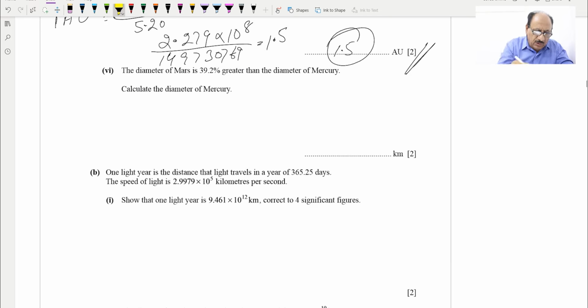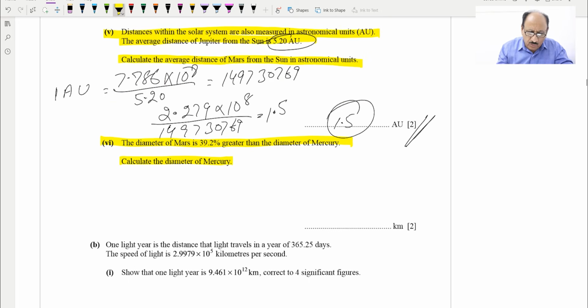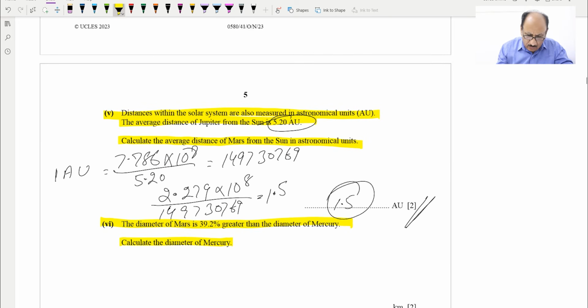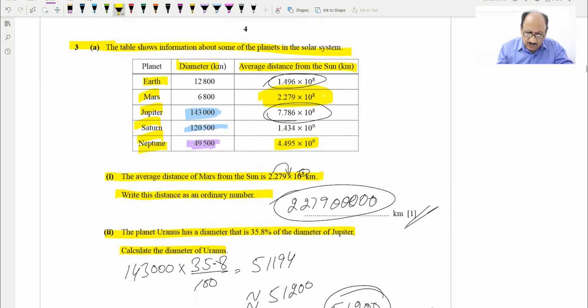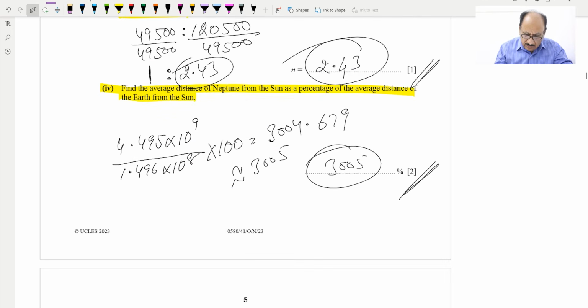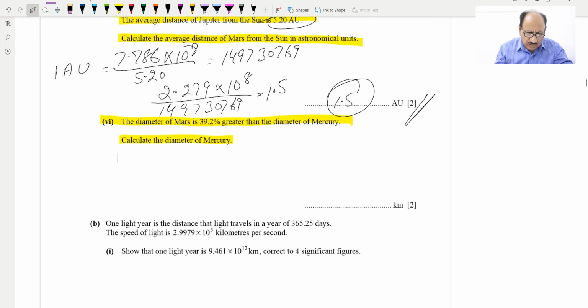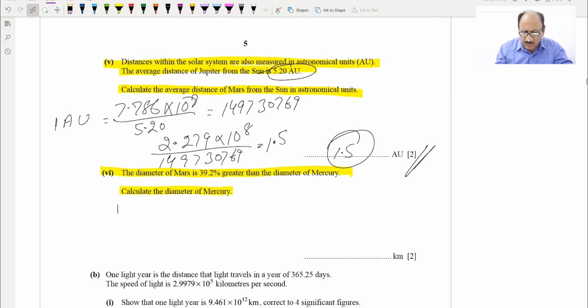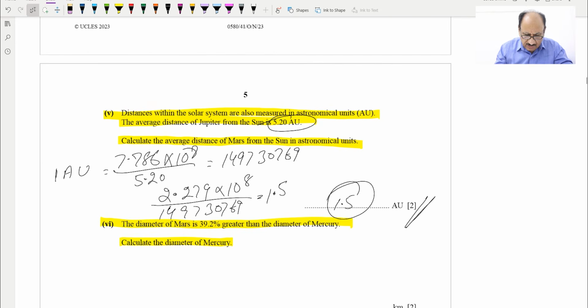Now here comes the sixth part, and the sixth part says the diameter of Mars is 39.2% greater than the diameter of Mercury. Calculate the diameter of Mercury. So the diameter of Mercury is how much? Let me go to the question again. The diameter of Mars is 39.2% greater than that. Okay, so Mercury is not given, Mars is given.